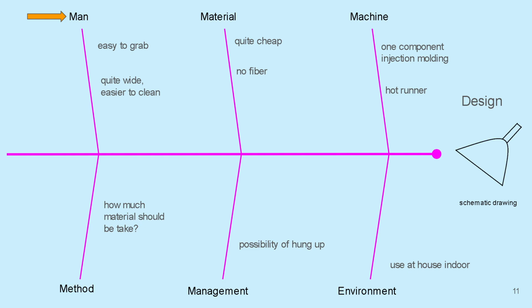Also, I have written quite wide, because if our product is wider, then it will be easier to sweep material. Of course, we need to find the optimal size. Material: chip. If chip, then without fiber. Machine: typical injection molding with hot runner. We go to method. I have written only a question; I will define that in the geometry process. Measurement: possibility of hanging up. And last one, environment: it is defined for use in a house, indoors.